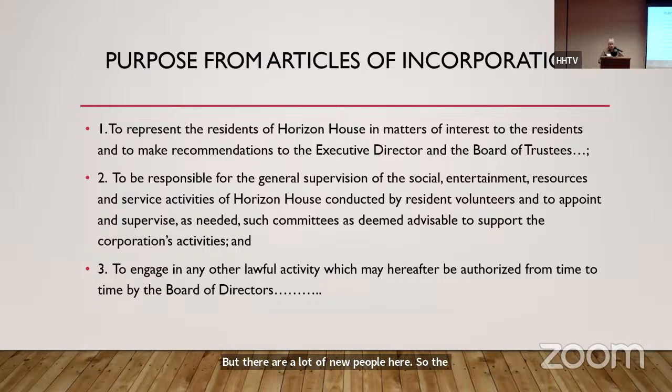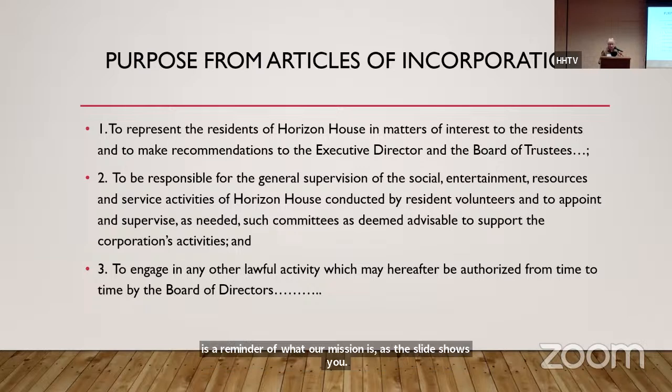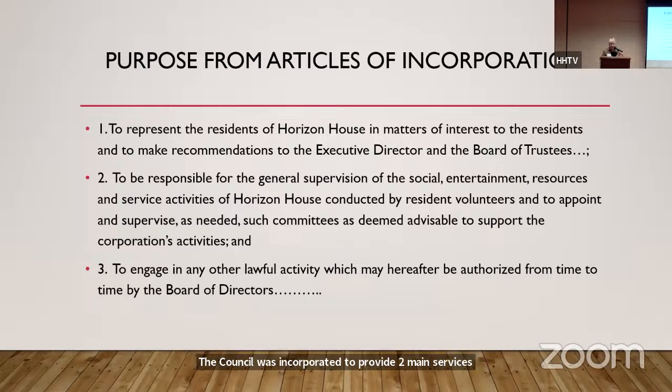So the Articles of Incorporation, which is our charter and also in the bylaws, reflect what we're supposed to do. When I moved here in late 2019, I had no idea what the Residents Council was, and it took me some time to understand the structure. This is a reminder of what our mission is. As the slide shows you, the council was incorporated to provide two main services to the community. One, to represent the residents of Horizon House in matters of interest to the residents and make recommendations to the executive director and the board of trustees. And I intend to fulfill that mission, Mike.